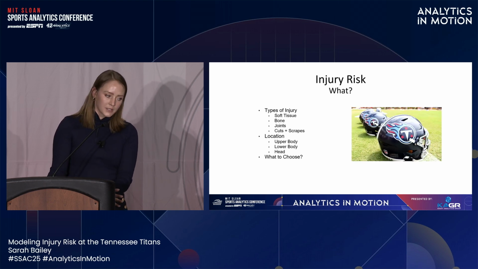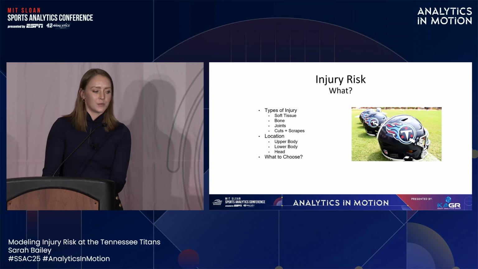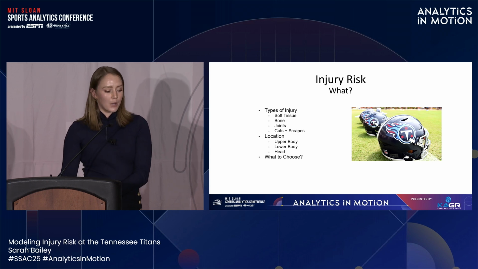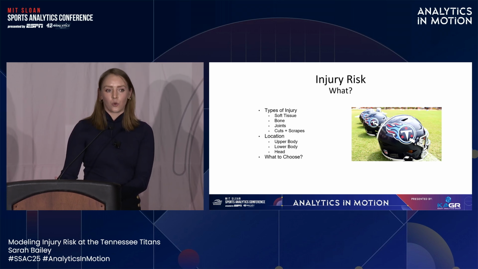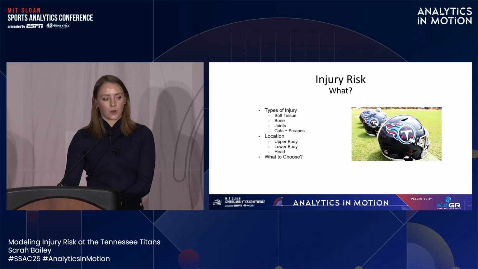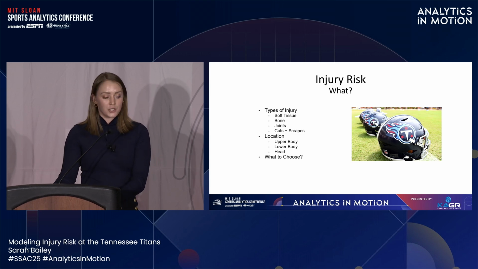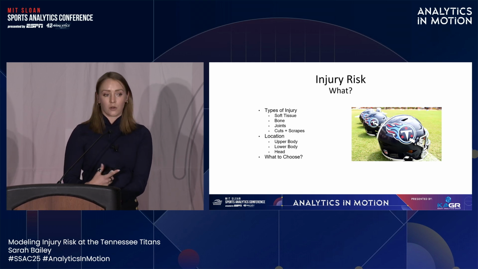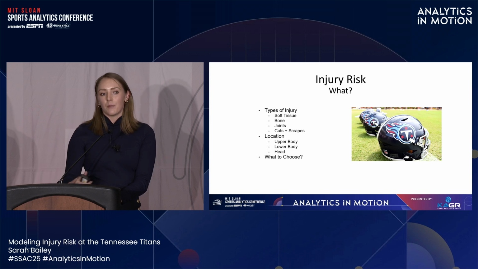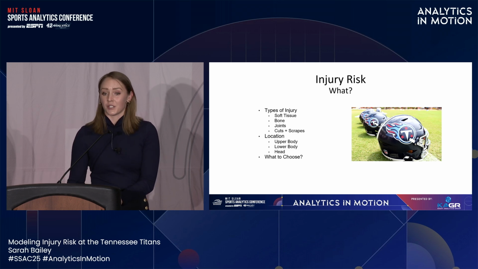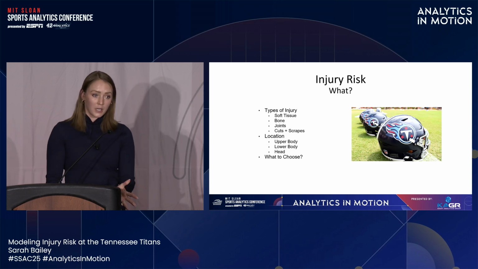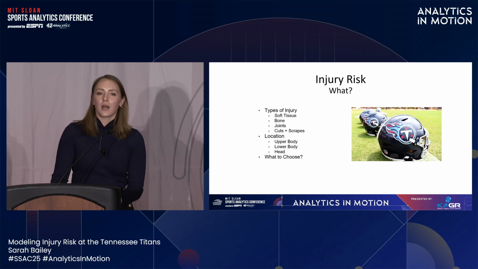So what is it? Well, obviously it does include injuries, and there are multiple types. You can have soft tissue, you can have bone injury, breaks, you can have joints, you can look at cuts and scrapes. You can also have different locations where you have upper body, lower body. These are all things everyone knows in your head, but how do you choose those things? And I know in football, there are some things that are just inevitable. You get hit hard, you're gonna get hurt in certain cases. So how do we look at injuries that maybe we can impact and we can affect?